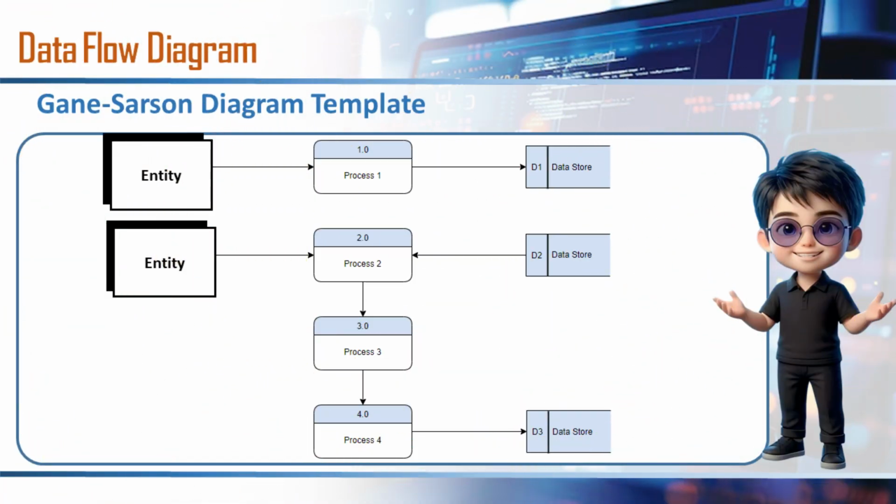This time, please observe the Gane-Sarson DFD template and the proper construction of the data flow diagram. In particular, pay attention to when one process needs to be connected to another process. A process should be connected to another process only when there is a logical data dependency between them. For example, when the second process cannot perform its function without the output data from the first process. However, if two processes are independent and do not directly exchange data, they do not need to be connected simply because they appear next to each other in the diagram.